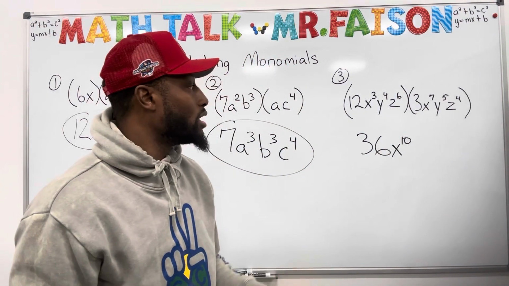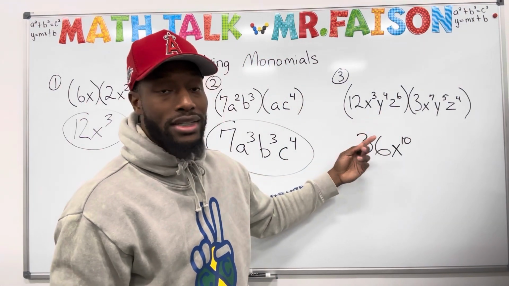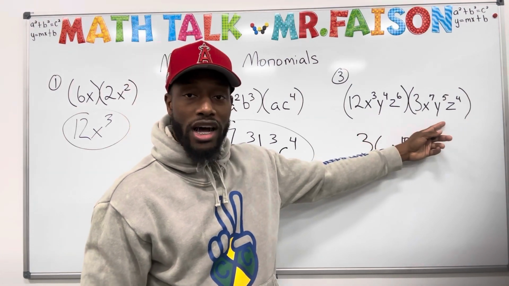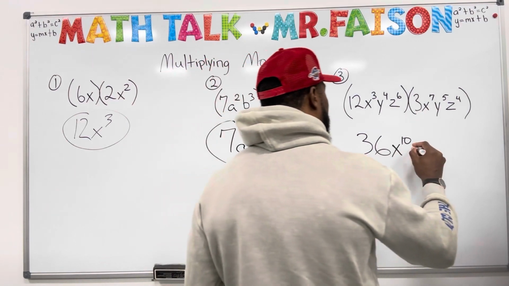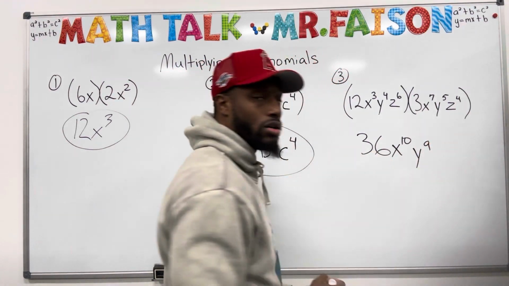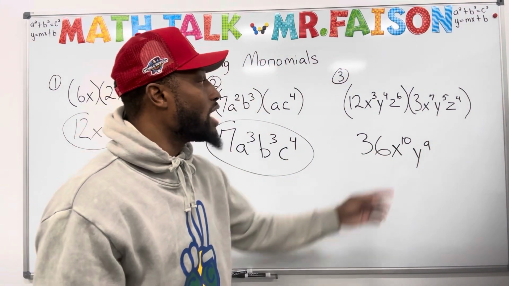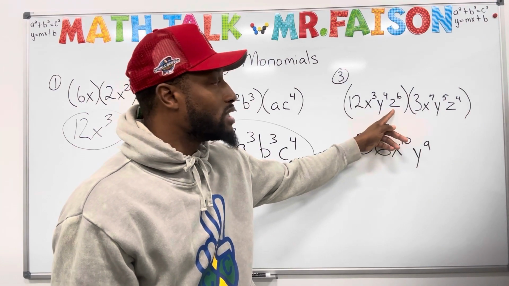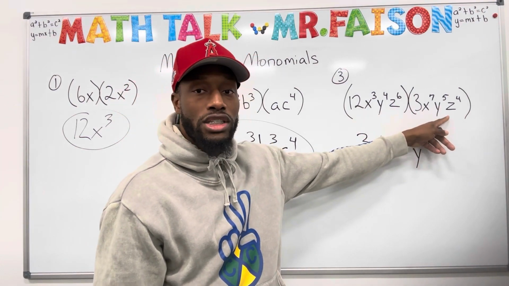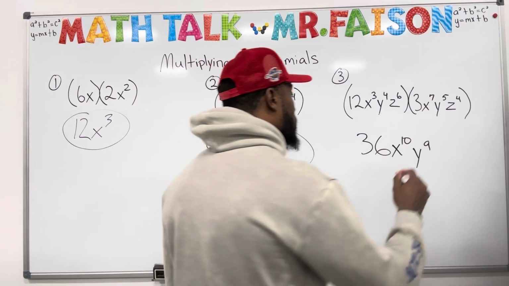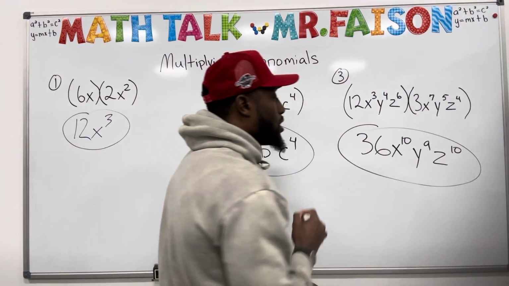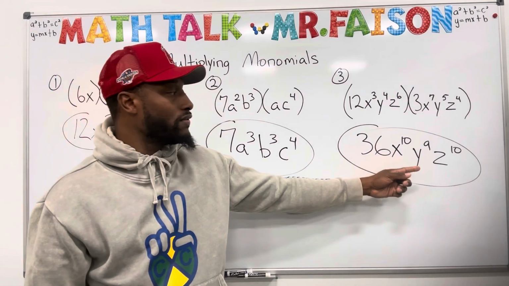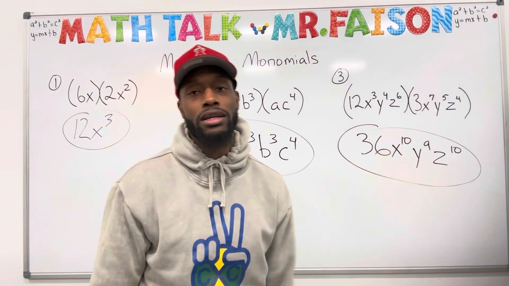X to the 10th. Right here, I'm going to the y's. I have 4 y's right here, 5 y's right there. If I add them up, y to the 9th, right? Now I'm going to my z's. I have 6 z's right here. I have 4 z's right there. If I add those up, I'm looking at 36x to the 10th, y to the 9th, z to the 10th.